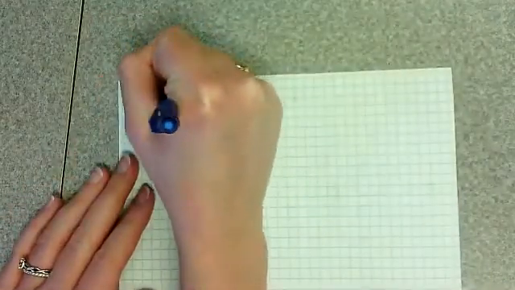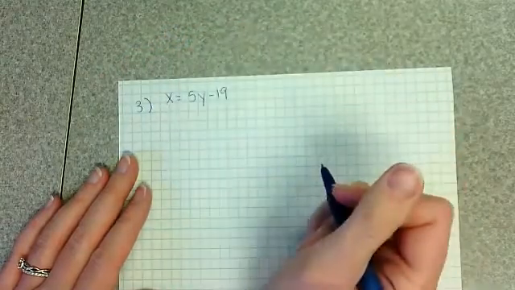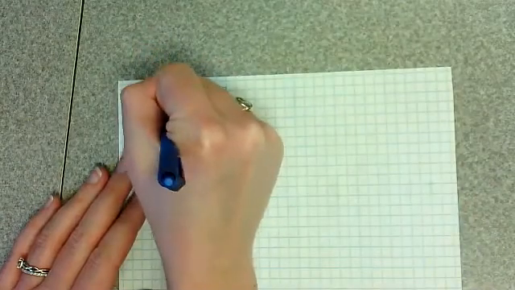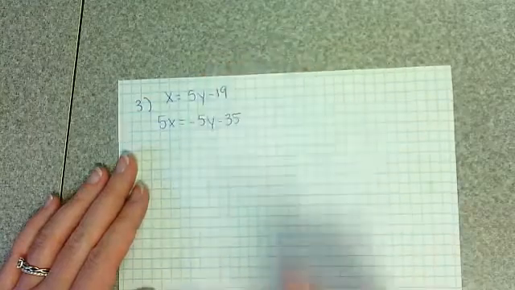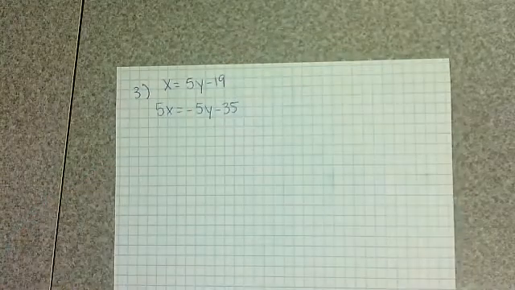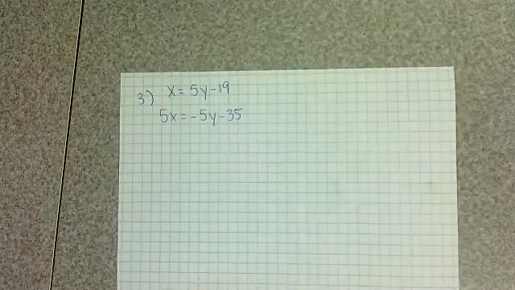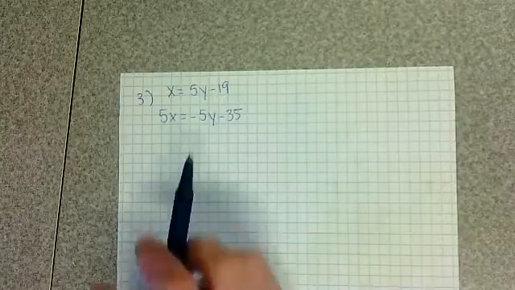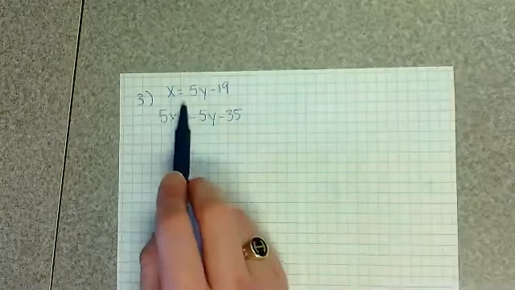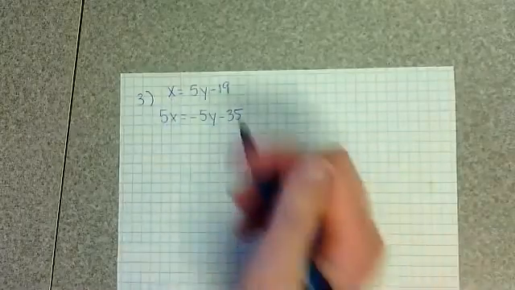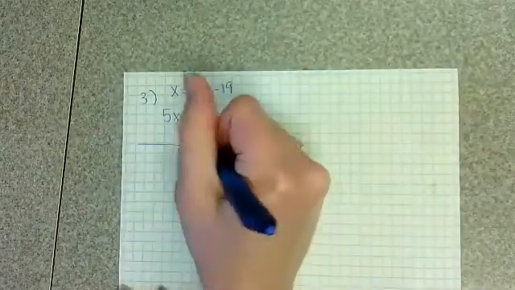Here are my two equations. X equals 5y minus 19 and 5x equals -5y minus 35. This does not count as an x equals because there's still a number with it. Okay, when we talk about x equals or y equals, it has to just be the x, it has to just be the y. So we have the x equals up here that I can go ahead and set up my t-chart.